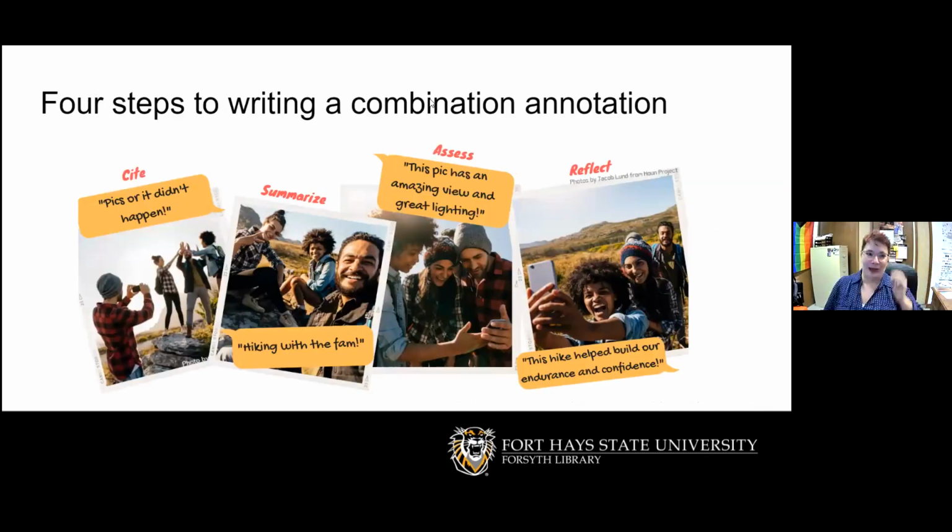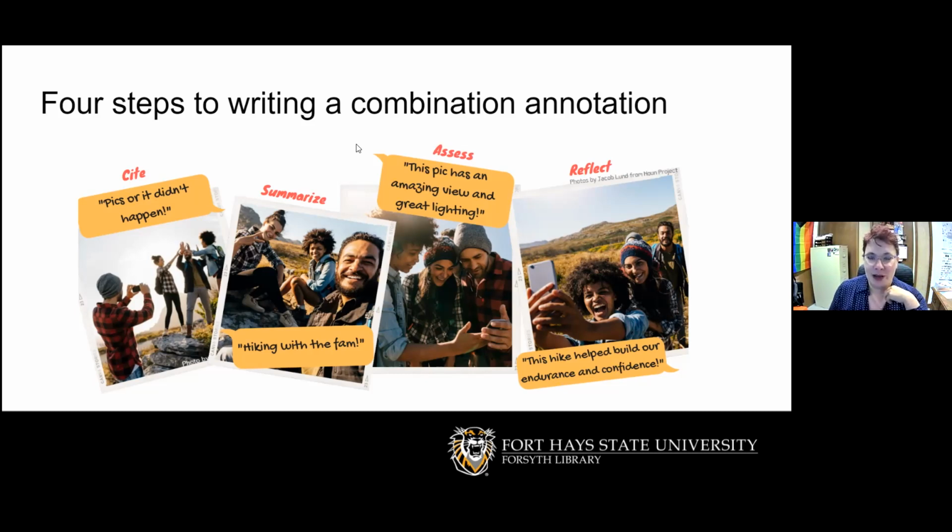So back to our hiking adventure. We can track these 4 steps to writing a combination annotation to our social media about hiking. The first step is citing, which in our Polaroids is pics or it didn't happen, because we all know that is true. If you can't prove that you did it, it's like you didn't do it. We summarize, which here is we're just describing what we did. We went hiking with our friends.